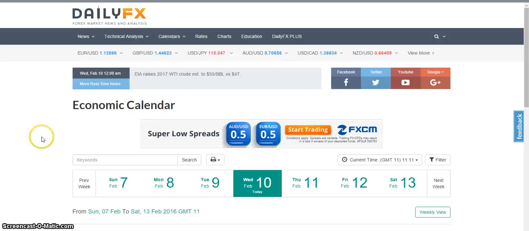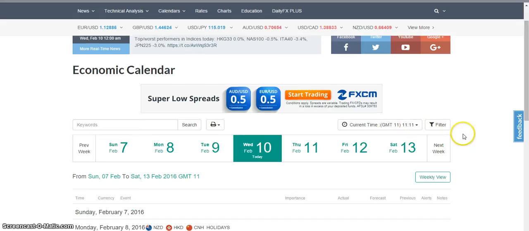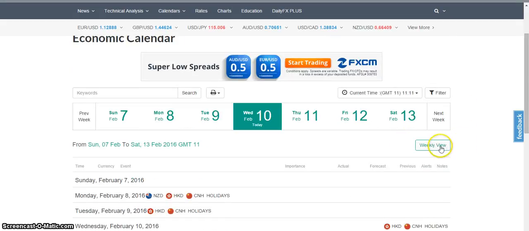So here we have the Dailyfx calendar. As we normally do, firstly we filter on the high importance news only, and then we filter on our local GMT time. I've gone ahead and done that already for today, and then I've put it on a weekly view so we can see what news has occurred and what news is coming up.